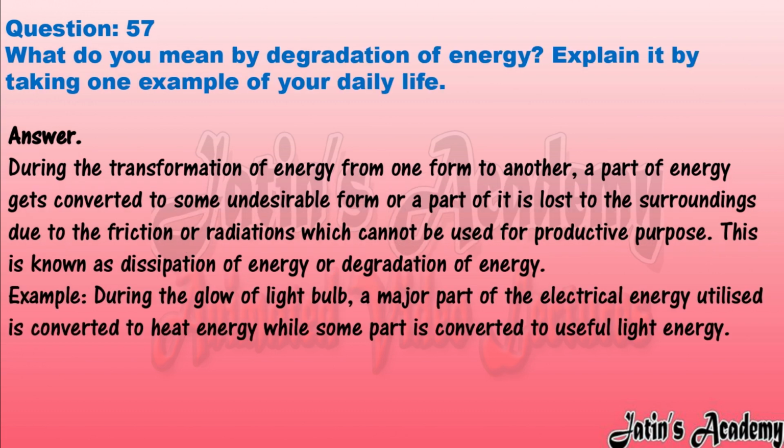Question 57. What do you mean by degradation of energy? Explain it by taking one example of your daily life. Answer. During the transformation of energy from one form to another, a part of energy gets converted to some undesirable form or a part of it is lost to the surroundings due to the friction or radiations which cannot be used for productive purpose. This is known as dissipation of energy or degradation of energy. Example, during the glow of light bulb, a major part of the electrical energy utilized is converted to heat energy while some part is converted to useful light energy.